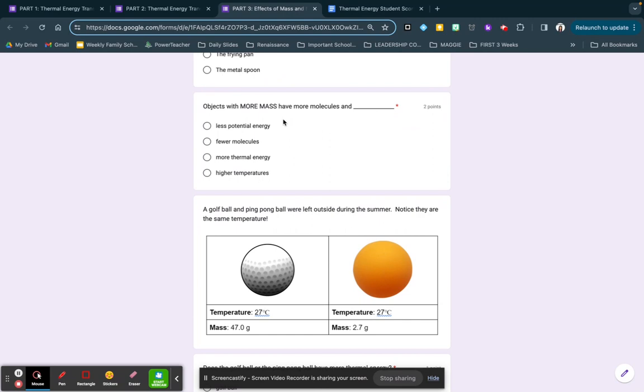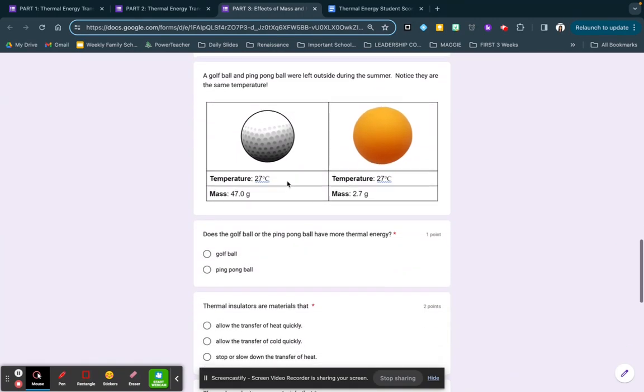Objects with more mass have more molecules and less potential energy. More mass, more molecules equals fewer molecules. More mass, more molecules, and more thermal energy. Objects with more mass have more molecules and higher temperatures. So if something has more mass and more molecules, does that automatically make them hotter? If something has more mass and more molecules, does that automatically give them more thermal energy?